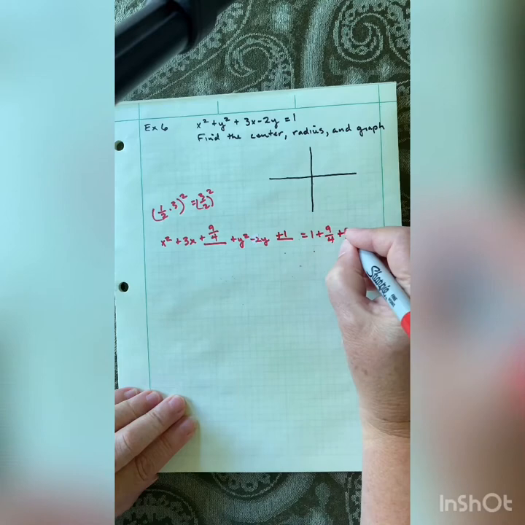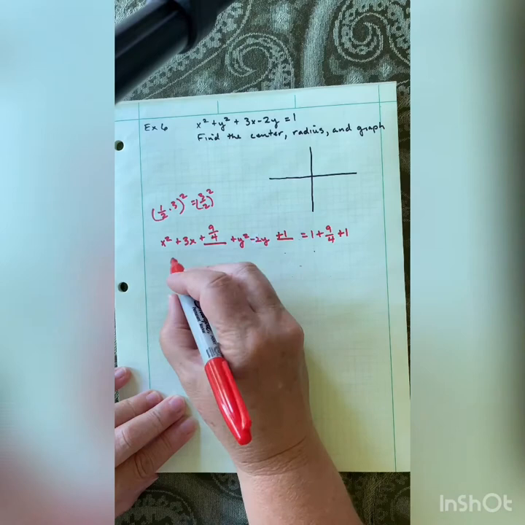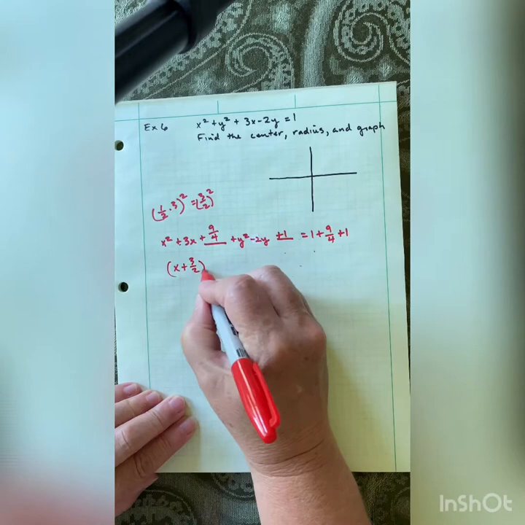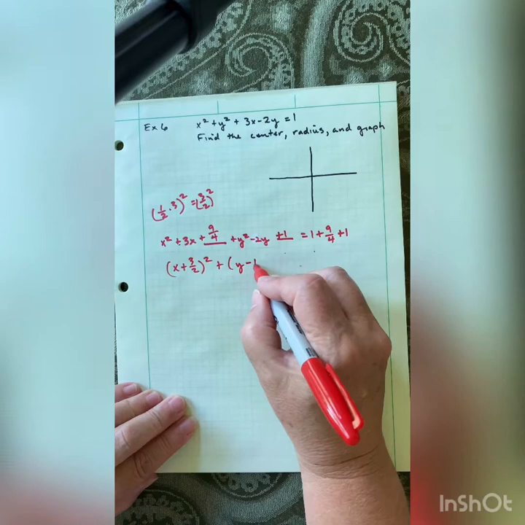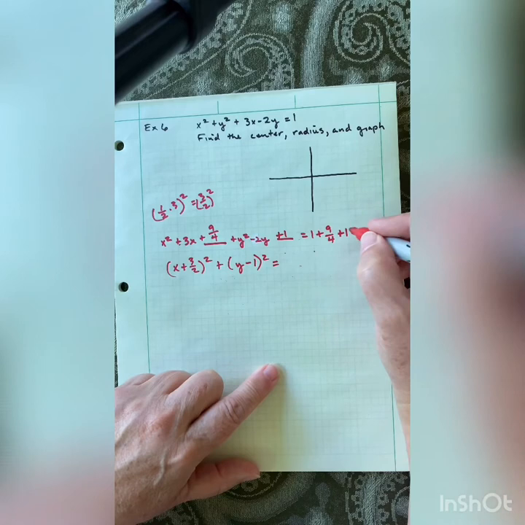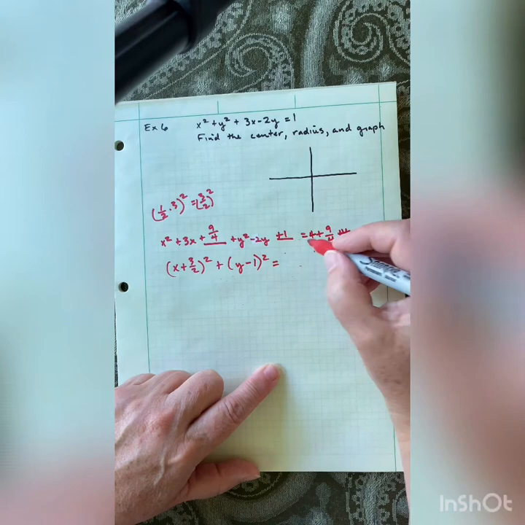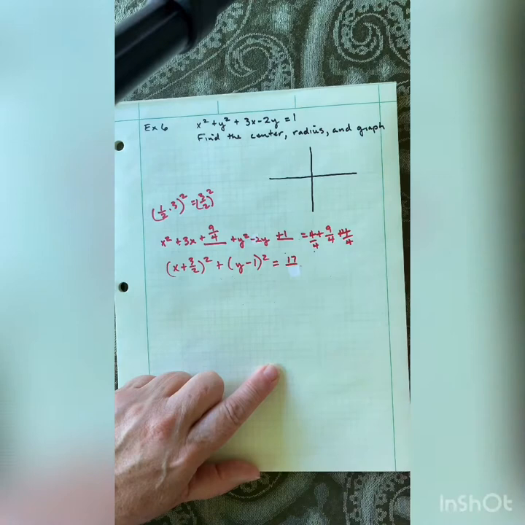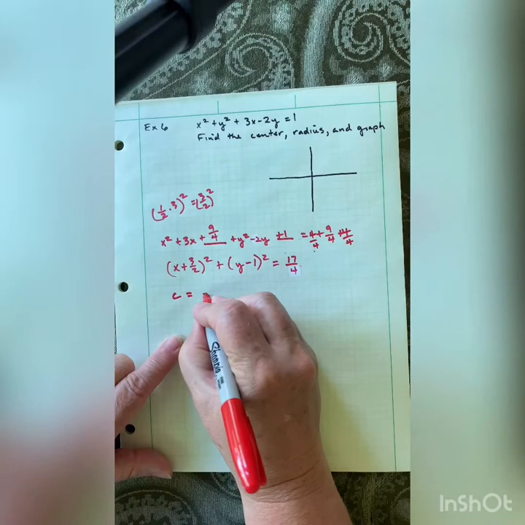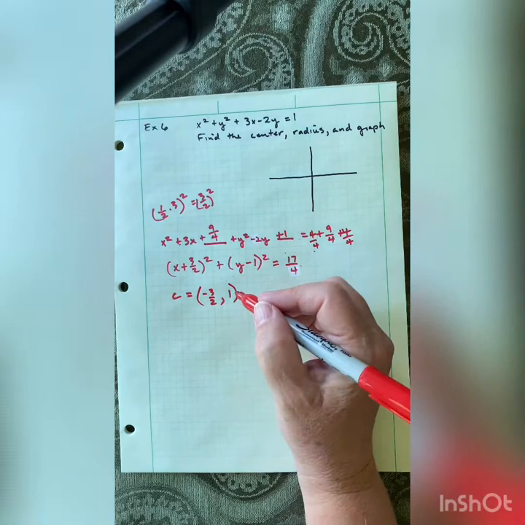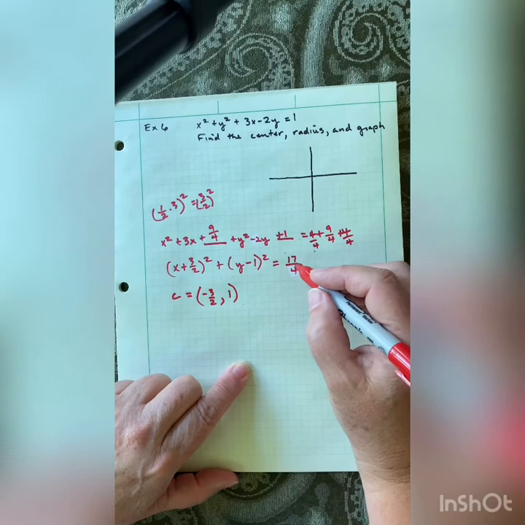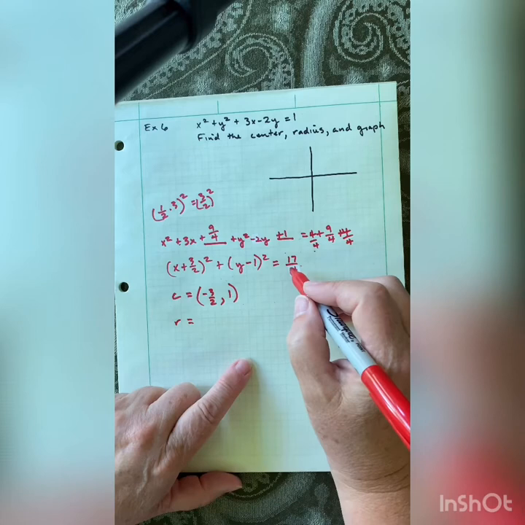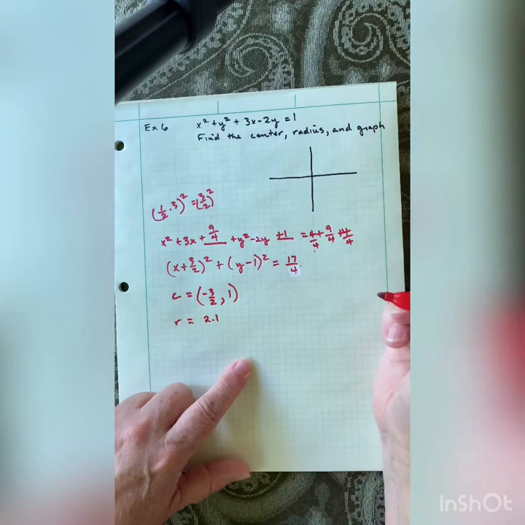Okay, so now rewrite that as a perfect square binomial, being x plus 3 halves squared plus y minus 1 squared equals. Well, I'm going to rewrite both of those ones as 4 over 4, because 4 over 4 equals 1. Now they all have a common denominator, so that's 17 fourths. Okay, so my center is going to be negative 3 over 2, 1. Okay, and my radius. Well, I need to take the square root of that, and when I put that in my calculator and take the square root, I am going to have 2.1.